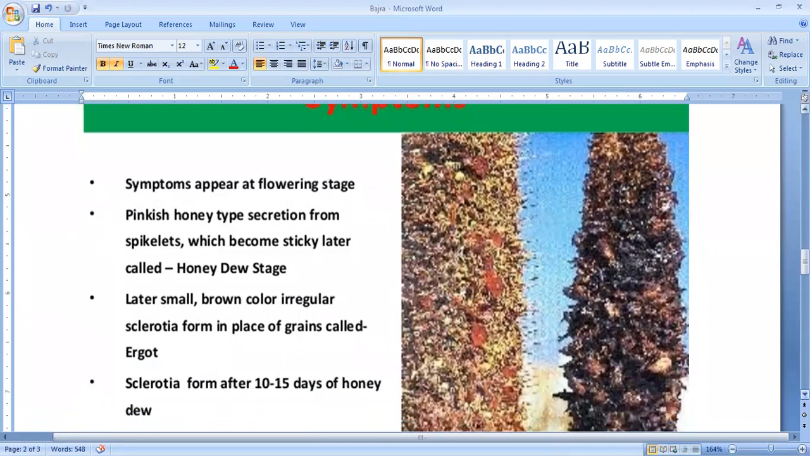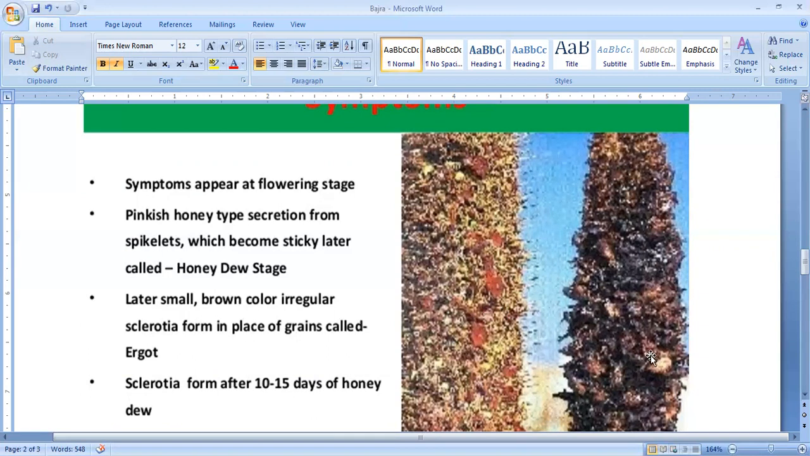Now, as you can see, this is a very harmful and a very destroying disease. The whole inflorescence is destroyed. In what form? There is pinkish honey type of secretion from the spikelets, and this is called the honeydew state. Here you can see this is the pinkish secretion which is coming and it becomes sticky. So this is called honeydew state.